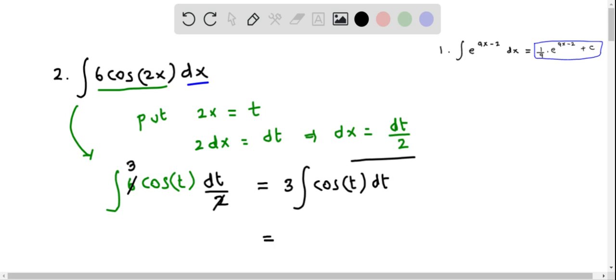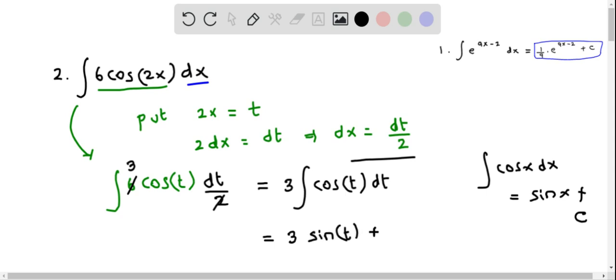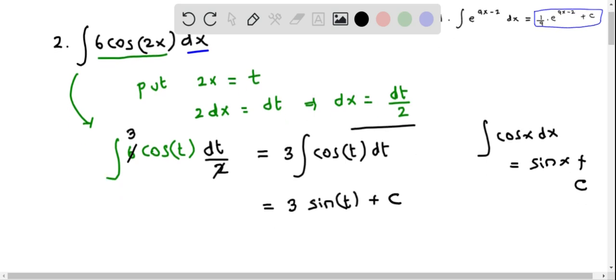Now we can use the standard formula, that is integration of cos x dx is equal to sine x plus the integration constant c. So when we use this formula, we write down the result of this integral as 3 times sine t plus the integration constant c. And we back substitute the t, that is t equals 2x. So therefore this becomes 3 times sine of 2x plus c. So this is the result of the given integral.